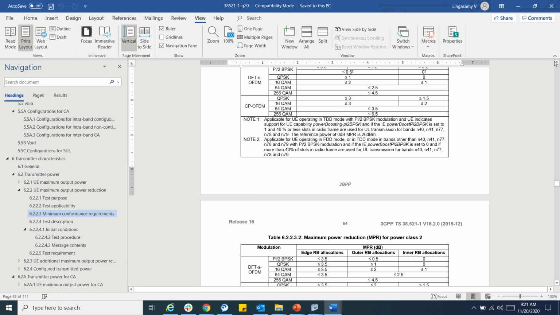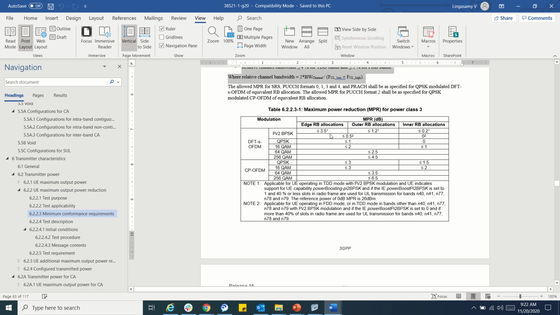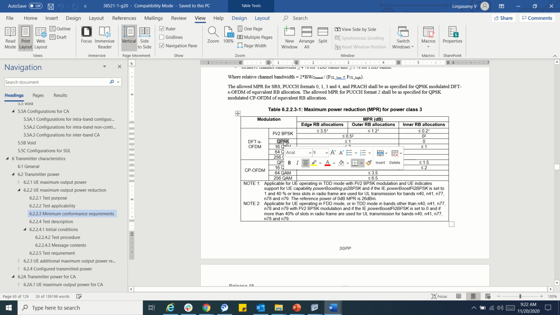So we are in this test case, we are testing maximum power reduction. So what sort of reduction can we expect? For example, for QPSK it should be less than or equal to 1 dB. And for QAM, as the modulation order increases, the limit also will increase. For QPSK it should be less than 1 because the modulation order for QPSK is 2 bits.